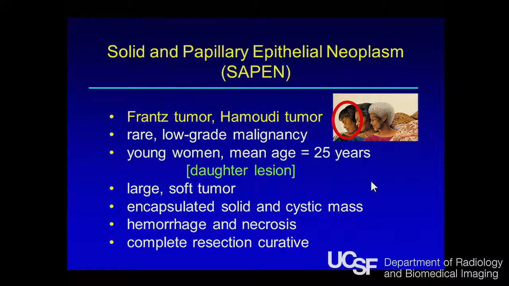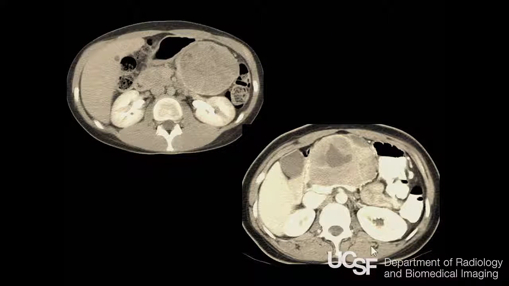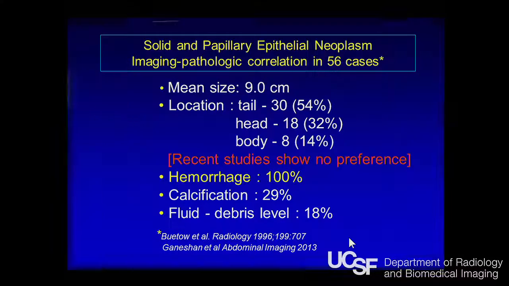Often you'll see some solid component to these tumors, and the cystic portion occurs when there is necrosis in the larger lesions. Now, hemorrhage is a common finding in almost all lesions, and necrosis as well. And the good news is that when you resect these lesions, you're considered to be cured. So here are 2 different patients. You can see here is one that looks completely solid. Here's one where we can see that there's some central necrosis and cystic appearance.